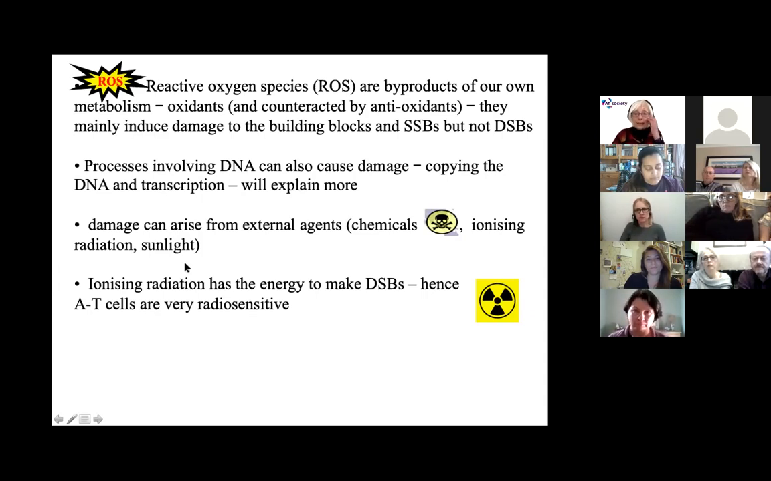Sunlight, UV radiation, produces a very different form of damage. It does damage your DNA, but AT individuals don't have any problem from sunlight. You don't have to worry about going out into the sunlight. There are individuals who can't repair this type of damage, and they do have to remain inside, and they get many skin cancers, but that's not an issue for AT.